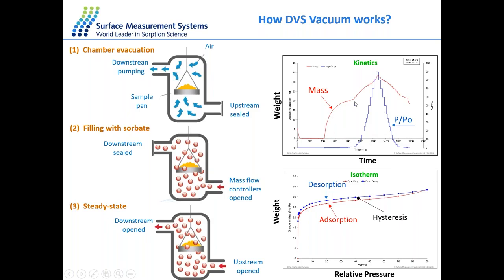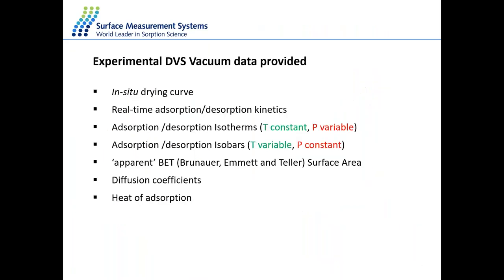Now, from these mass equilibrium points at each relative pressure, we can construct the isotherms, which we can clearly see here, where the red line is the adsorption branch, the blue line is the desorption branch, and you have the small hysteresis gap. The equilibrium points at different pressure steps can be reached in time mode or mass equilibrium dm/dt mode. Most of the time we collect these data in dm/dt mode, where we set a certain equilibrium threshold value, and when this threshold value is met, the software automatically goes to the next stage.